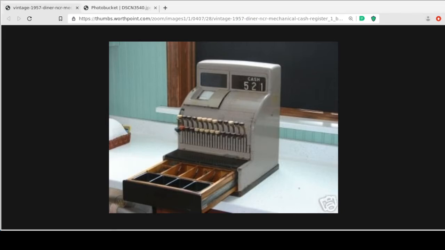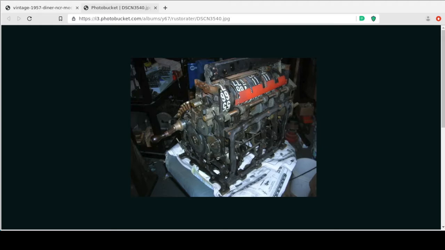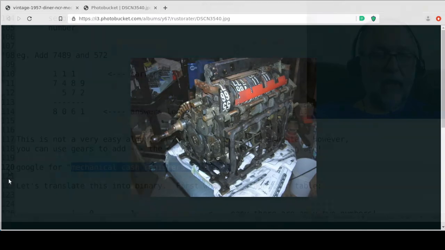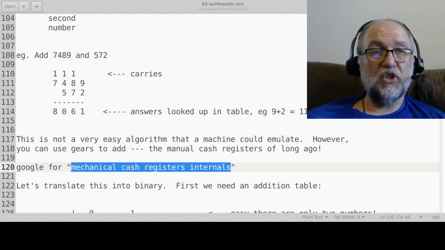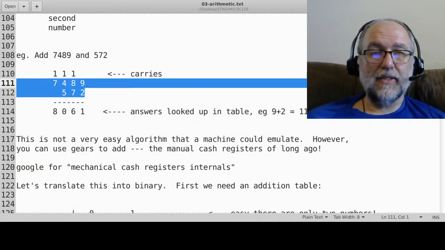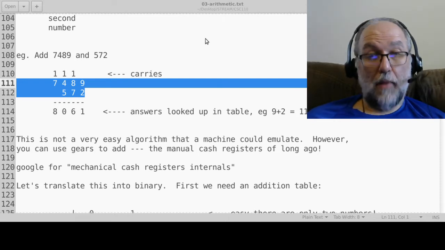Now internally, what this had was this. It basically was just made up of all these gears inside. I couldn't really get a very good picture, but you had all these gears turning other gears turning other gears. So yeah, it was possible to make a machine that did this, but it's not as easy as with binary.